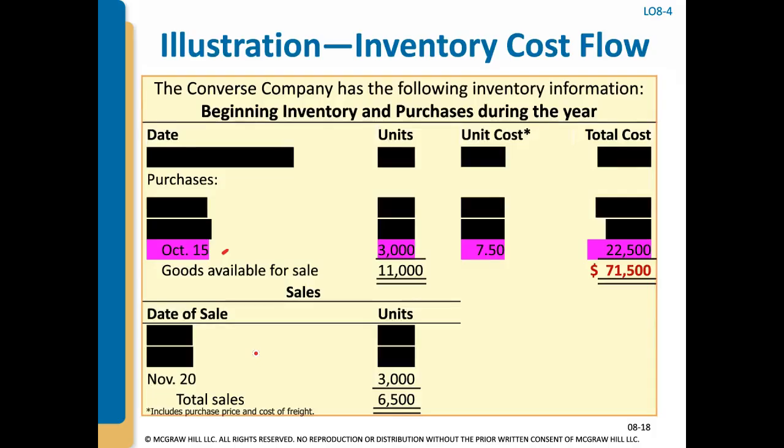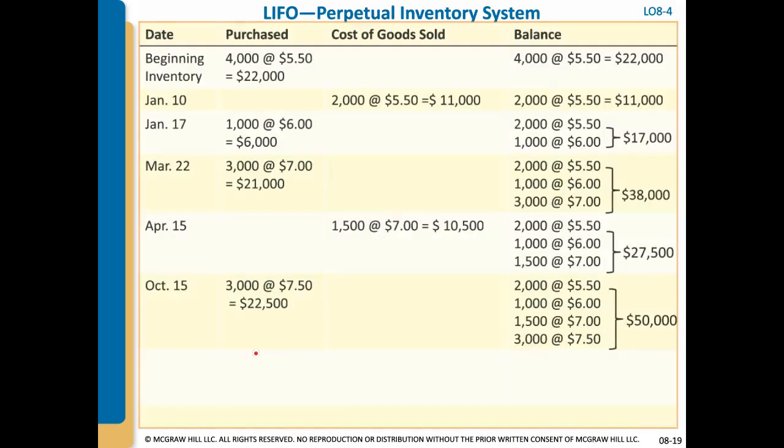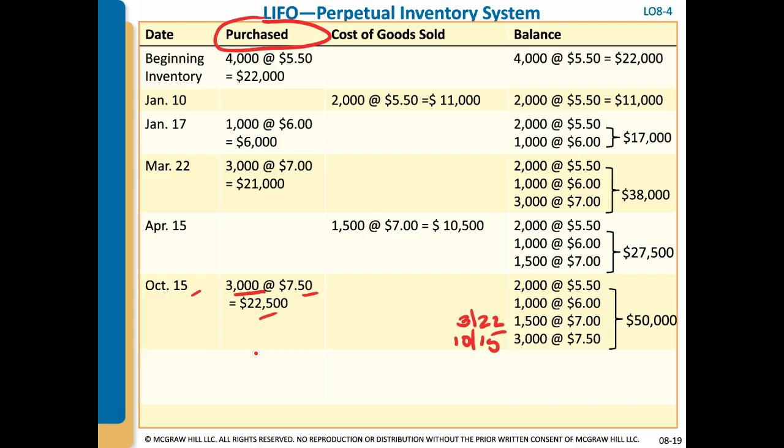Next, I had a purchase on October 15th, 3,000 units at $7.50. Let's include that in our spreadsheet. October 15th, purchased 3,000 units at 7.50 is 22,500. And now let's do all my layers. This is my most recent layer, my last purchase, October 15th. Then I have this one on March 22nd, this is for my January 17th, and this is for my January 10th batch. Those are my layers, and I have an ending inventory of $50,000 as of October 15th.